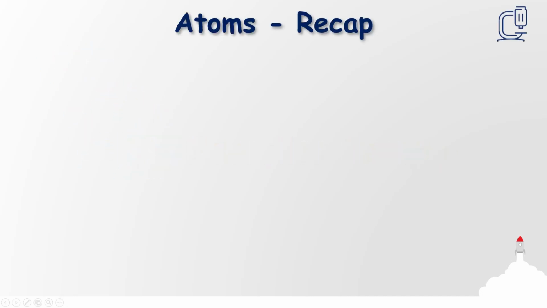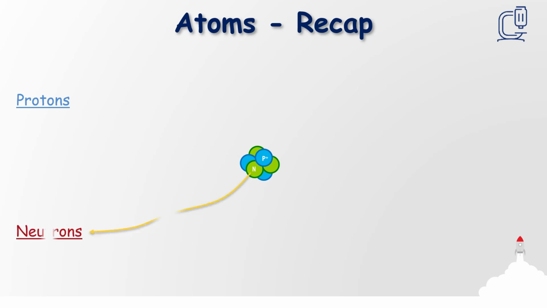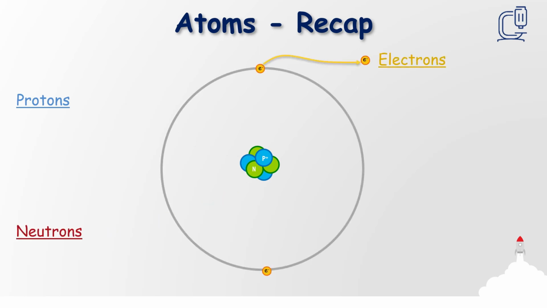In this video, we will discuss elements, symbols, isotopes, and relative atomic mass. Let's recap the makeup of an atom. An atom is made up of a central nucleus, which contains protons and neutrons. Orbiting the nucleus are electrons. These are the basic particles that make up an atom's structure.